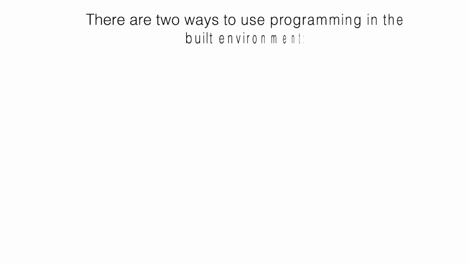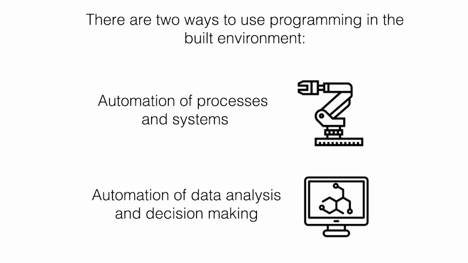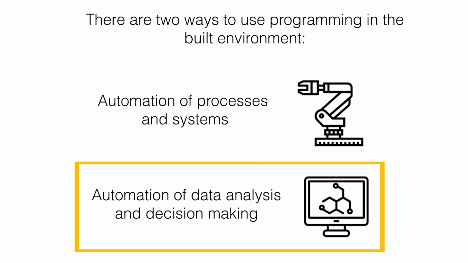There are two ways to use programming in the built environment. The first is to use scripts or programs to automate a process or system. For example, in digital fabrication, you might have robots that respond to a Python script that tells them how to assemble or fabricate something in an automated way. The second way of using programming is for the automation of data analysis tasks and decision making. This is where you're using code to take raw data and transform it for a certain objective. In this course, we're going to focus on this second type of coding.